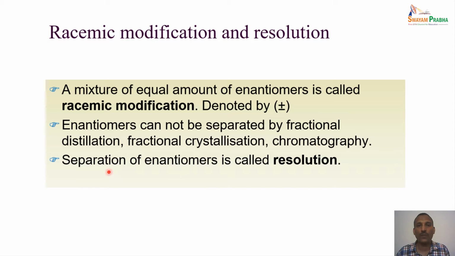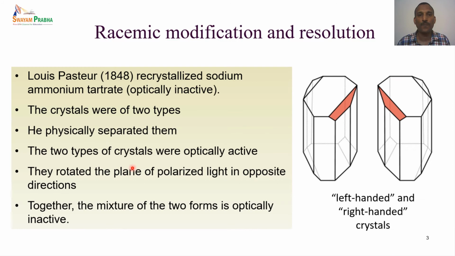So here what we study is the separation of enantiomers. That is, the mixture of enantiomers, the R and S mixture, is separated into its constituent enantiomers, the R isomer and the S isomer. This kind of separation is called resolution. In other words, separation of enantiomers is called resolution.